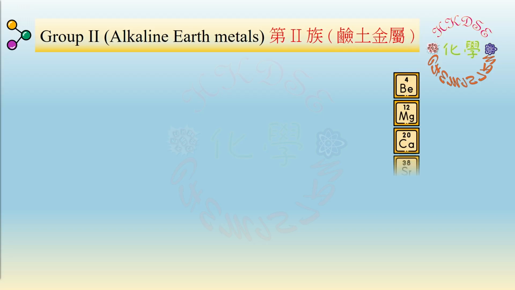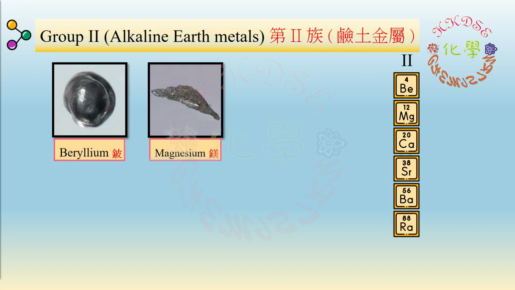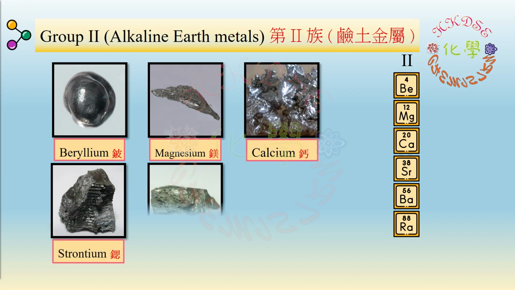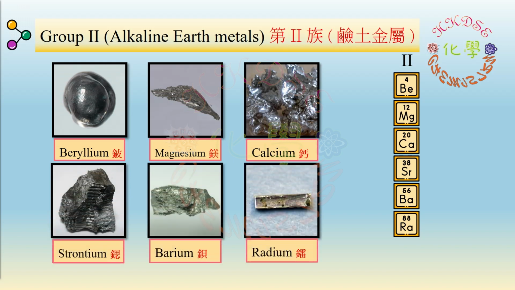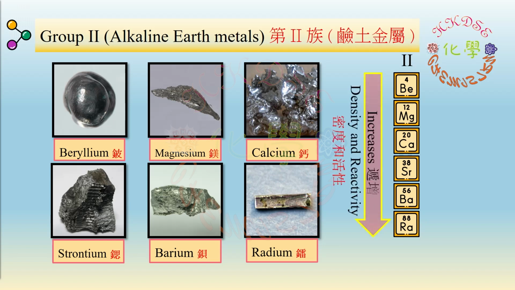Let's look at alkaline earth metals. The alkaline earth metals are beryllium, magnesium, calcium, strontium, barium and radium, located in group 2 of the periodic table. These metals, except for magnesium, are stored in oil, like the alkali metals, which have similar properties and reactivity trends, and also observed moving down the group, their density and reactivity increases.